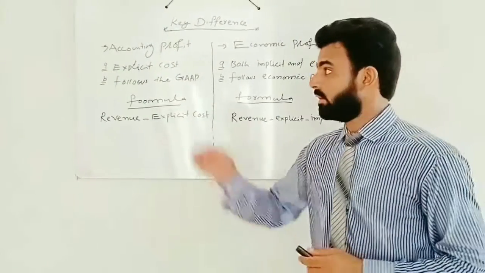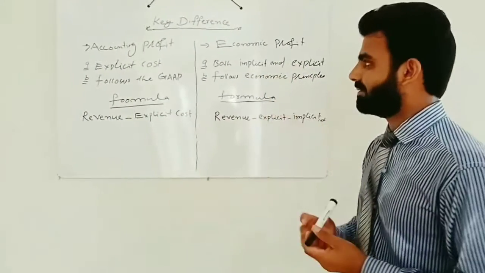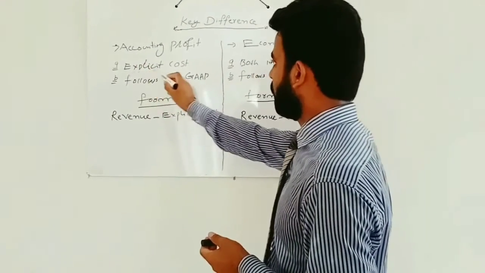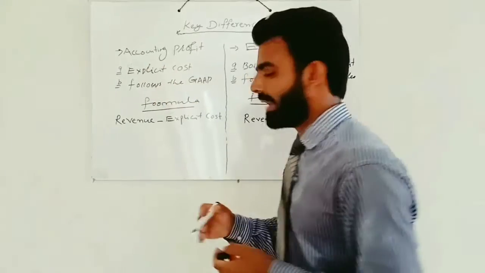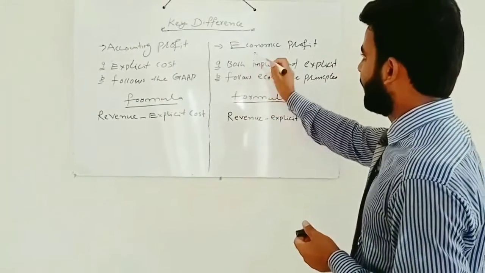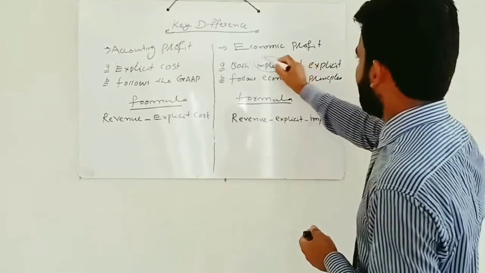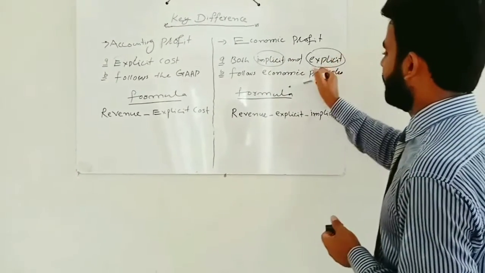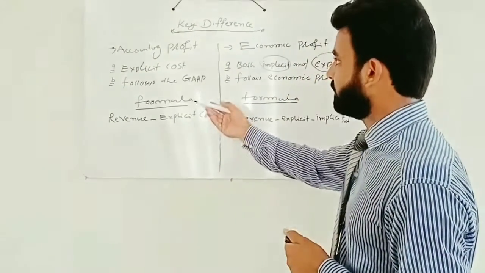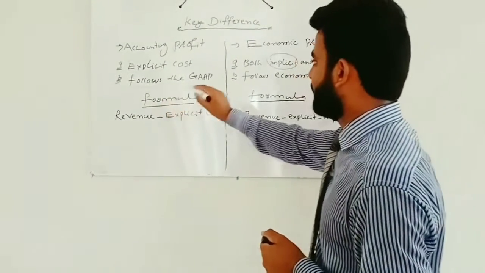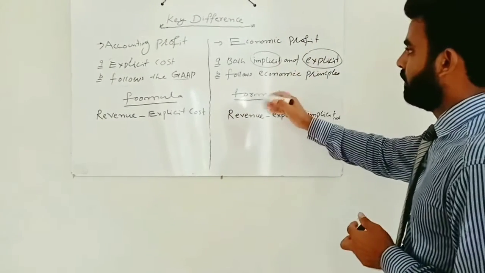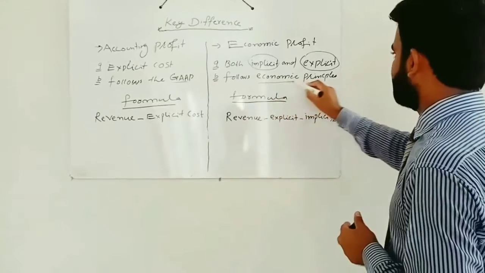So the key difference between accounting profit and economic profit is that accounting profit can be calculated by just deducting the explicit cost from the total revenue that has been earned in a specific time period, while economic profit can be calculated by deducting both implicit as well as explicit cost from the total revenue that has been earned in a specific time period. Another difference, accounting profit follows the generally accepted accounting principles, while economic profit follows the economic principles.